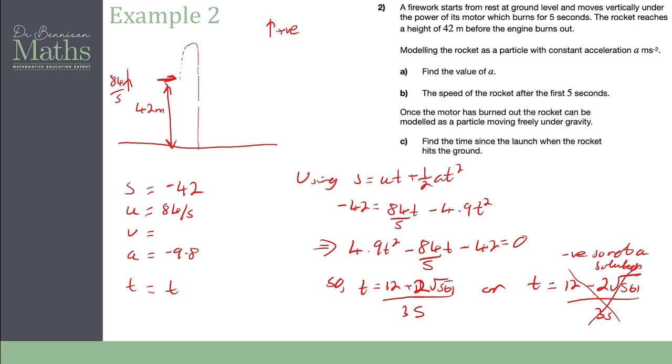This one, though, is approximately 1.696 seconds. So the time since the launch is that plus 5. So about 6.7 seconds the rocket is in the air.